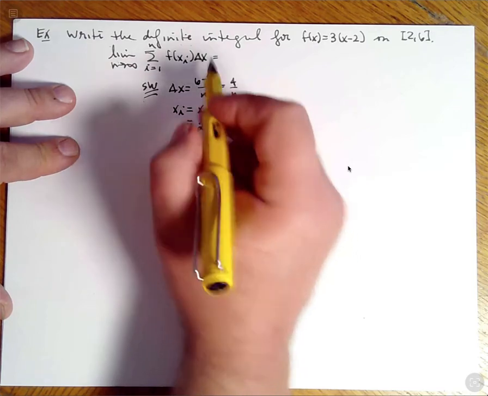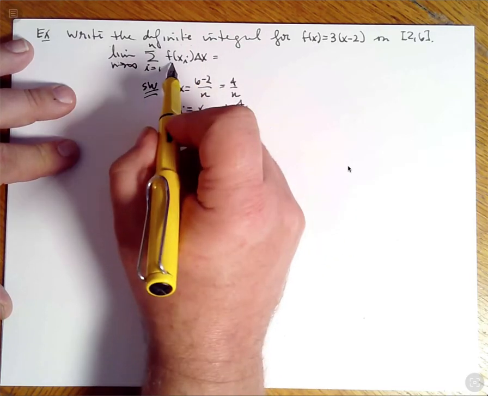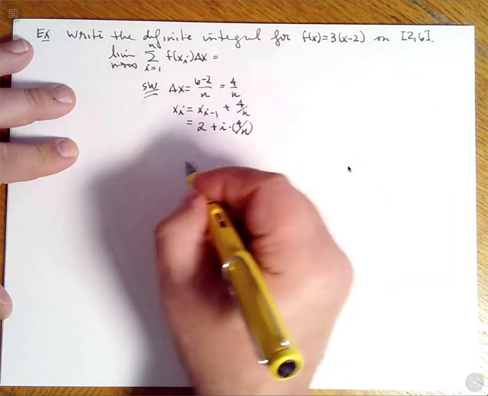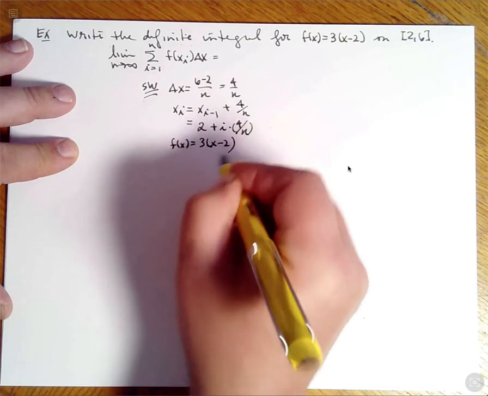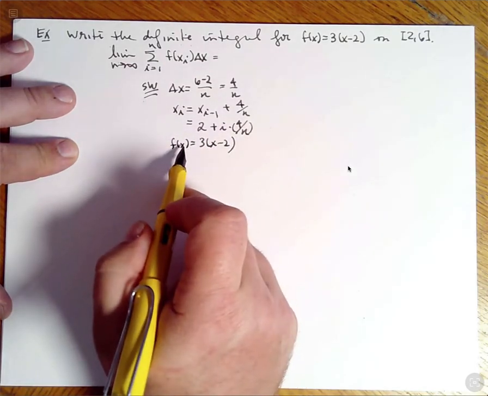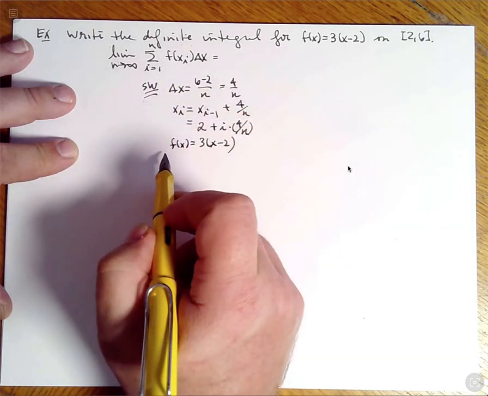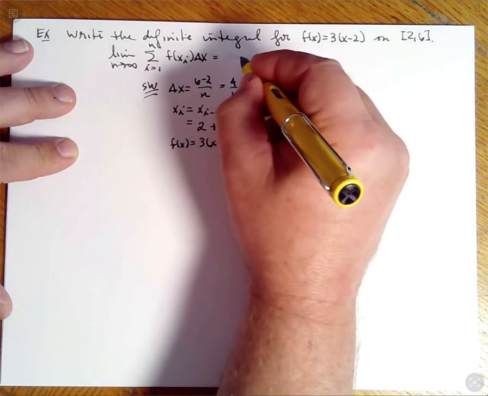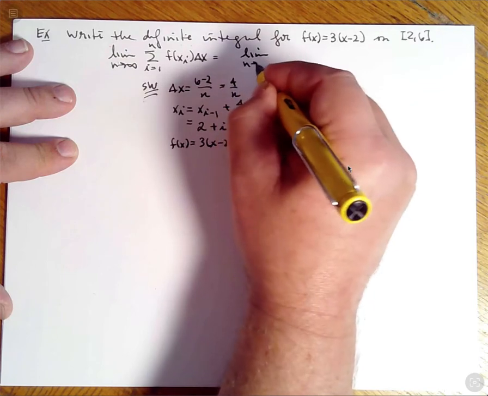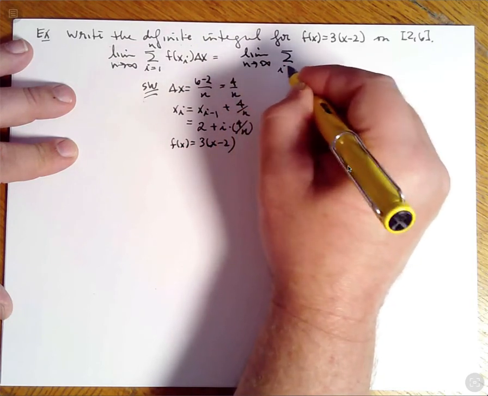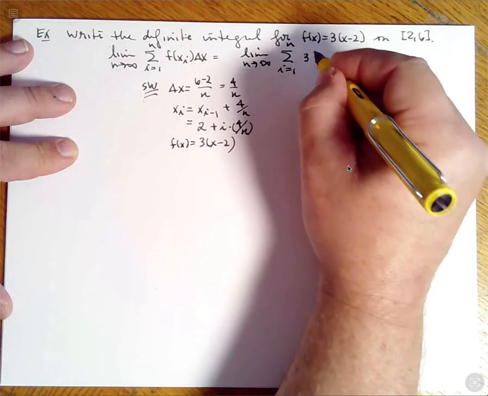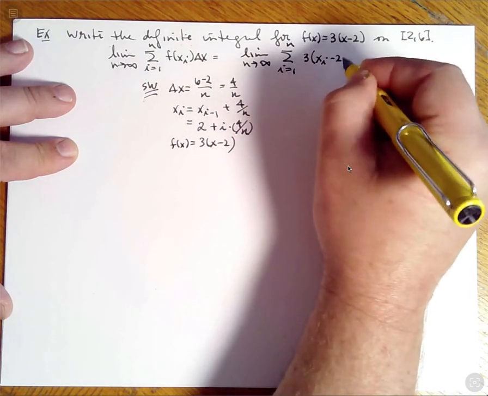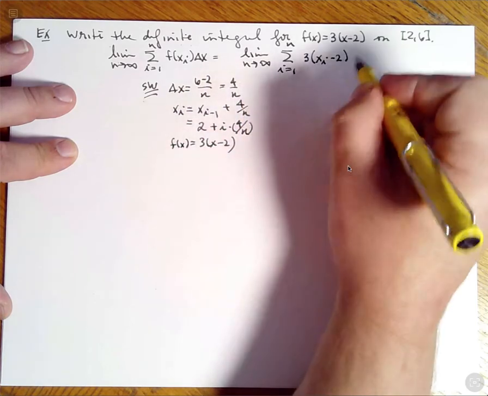Is that it? Delta x, check. F, oh, I should do that f here. F of x equals 3 times x minus 2. And then xi, good. So let's rewrite that. Limit as n goes to infinity of the sum as i goes from 1 to n of f of xi. So we'll do that: 3 times xi minus 2, times delta x, 4 over n.